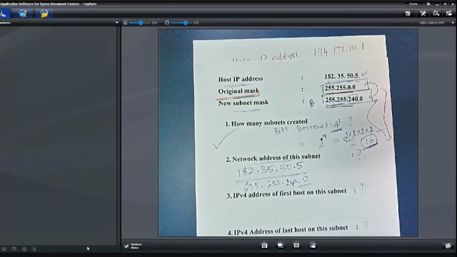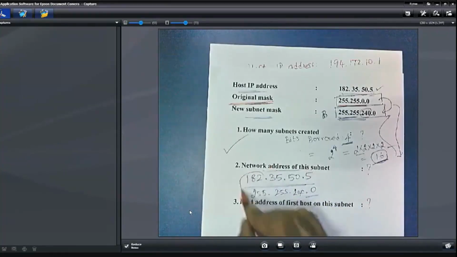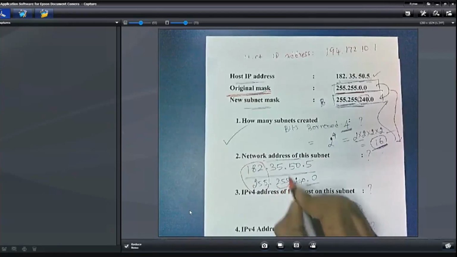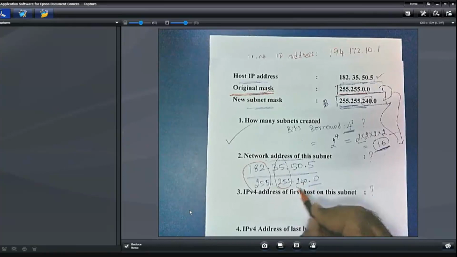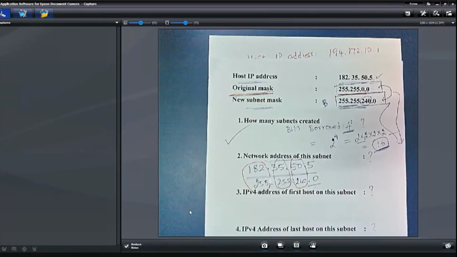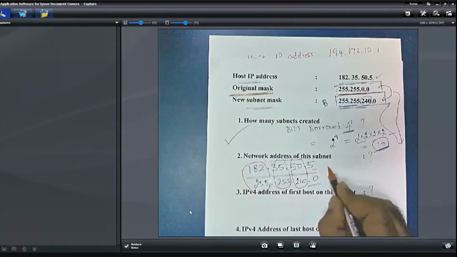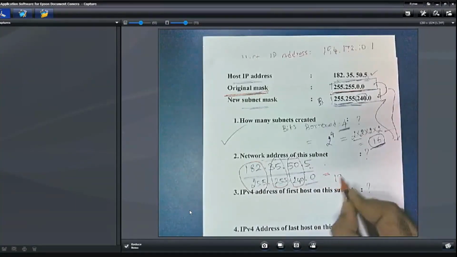See, 255. We are taking this. There is no change here. 255, there is no change here. And here 240, this also you cannot change because you borrowed now. So only in this place you have to make everything 0. So the subnet ID, what is the subnet ID means?